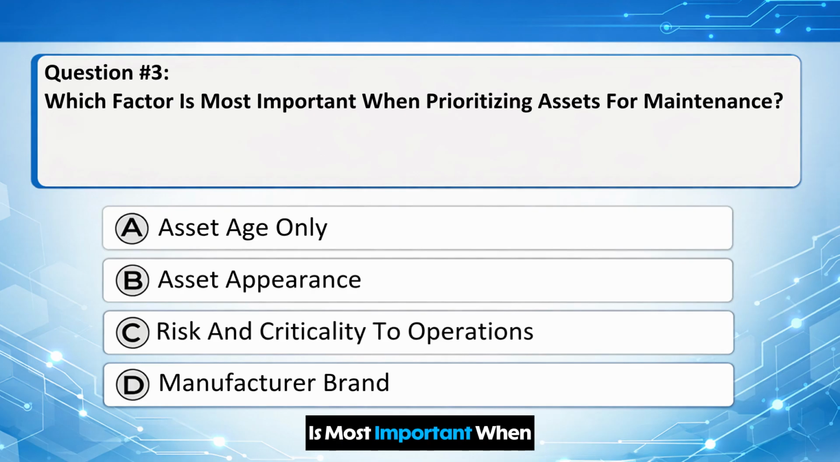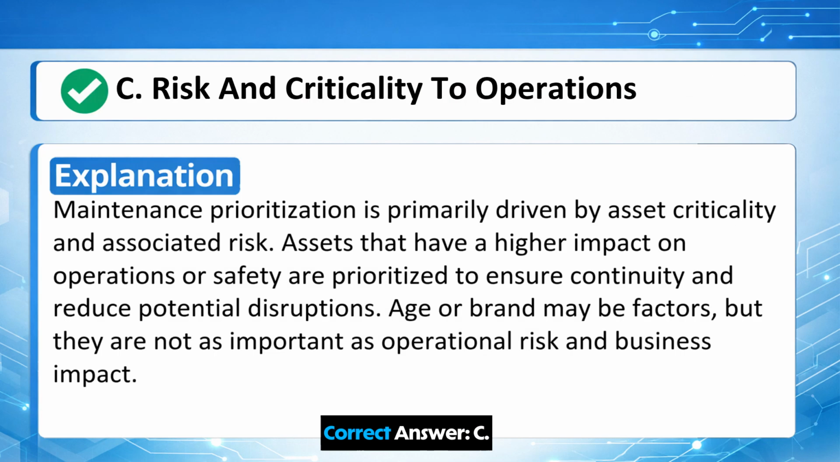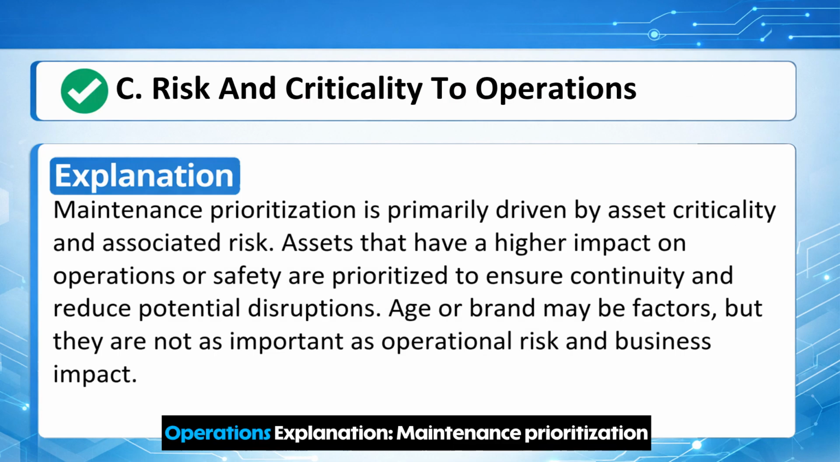Question number 3. Which factor is most important when prioritizing assets for maintenance? A. Asset age only. B. Asset appearance. C. Risk and criticality to operations. D. Manufacturer brand. Correct answer, C. Risk and criticality to operations.